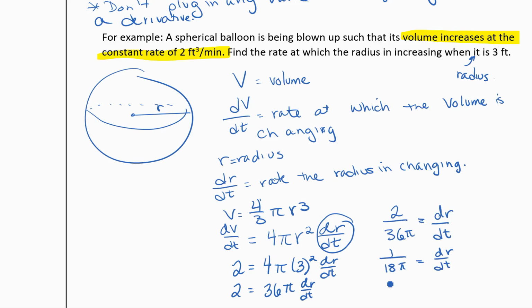And if we wanted an approximation, we would see that dr/dt is approximately 0.018 feet per minute.